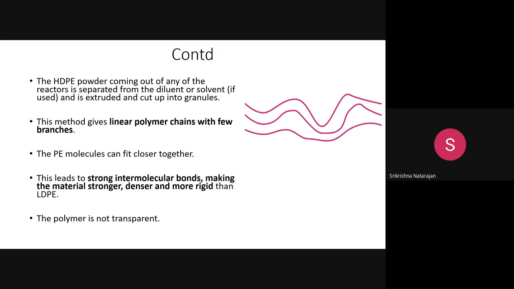Okay, this is very desirable for the fiber formation. Because once the polymer chains bind together, when the cohesion increases, it leads to strong intermolecular bonds. The material becomes stronger, denser, more rigid than the LDPE. Okay, and because of the strong intermolecular bonds, because of the close formation of the polymer chains, the polymer is not transparent like LDPE. Okay, so that is the difference you need to understand.